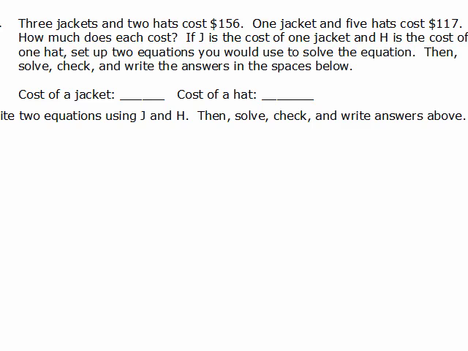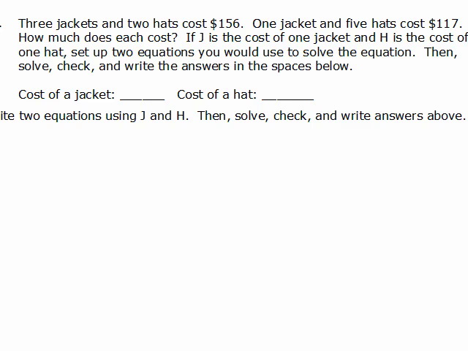Here is a system that we're going to solve from a word problem. So we're going to have to set up our own system. It says 3 jackets and 2 hats cost $156. 1 jacket and 5 hats cost $117. How much does each cost? So what that means is how much does a jacket cost and how much does 1 hat cost?